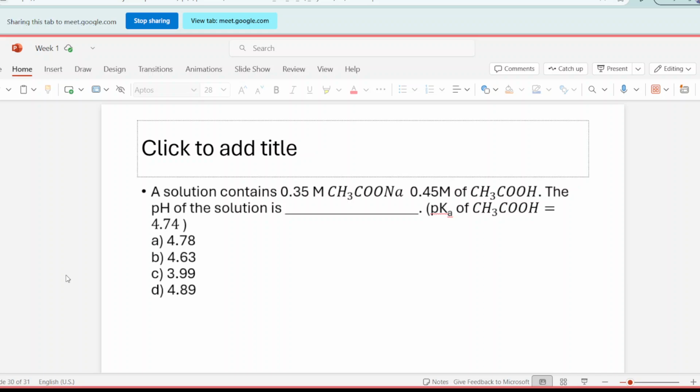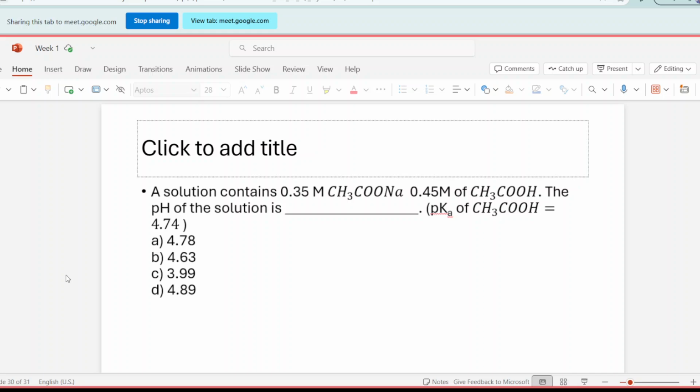Finally, the last question is: a solution contains 0.35 molar sodium acetate and 0.45 molar acetic acid. The pH of the solution is dash. We have been given the pKa of acetic acid, which is 4.74. You might have read about this in your high school chemistry or even before that, there is a particular equation that people use to relate pKa, pH, and the amount of free acid that you have in a given solution.